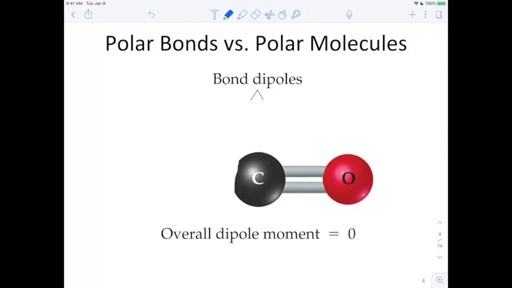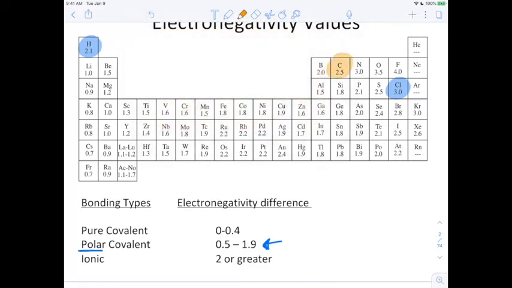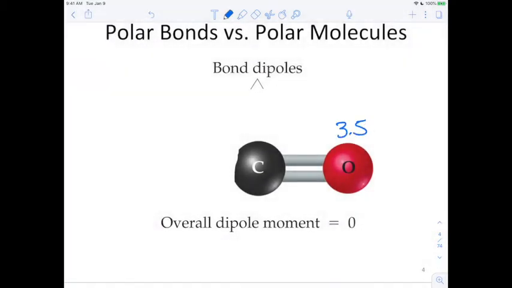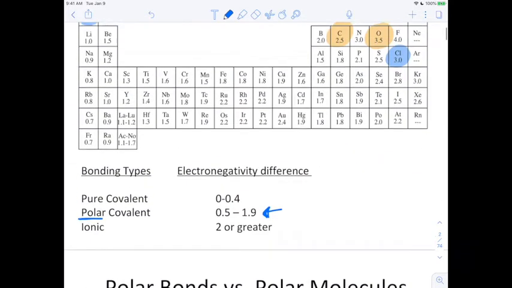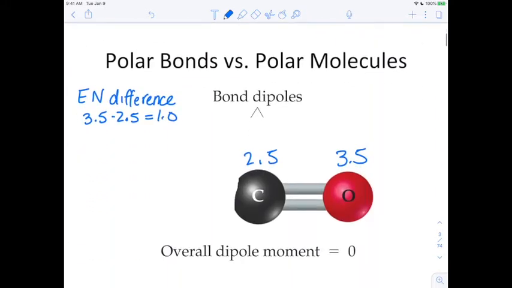But right here we have carbon and oxygen. So here's carbon at a 2.5 and here's oxygen at a 3.5. So if we were to calculate their electronegativity difference, and I always start with the largest number first, 3.5 minus 2.5, we have a difference of 1. And back to our table, that again falls into the polar or polar covalent category. So I can definitely say that there is a polar bond inside of CO2. So any questions on how we can say that inside of CO2 there is a polar bond?